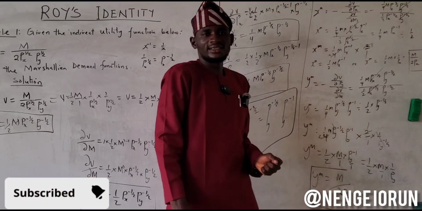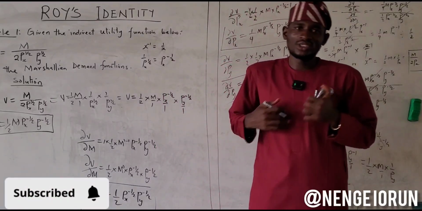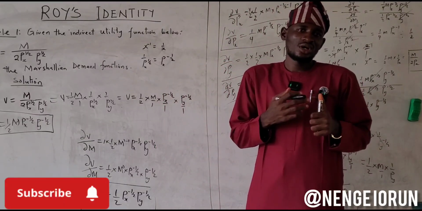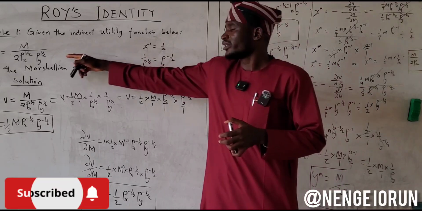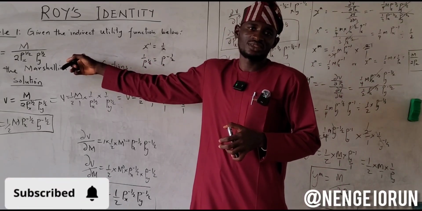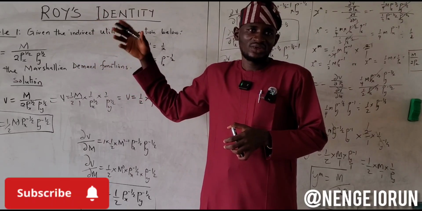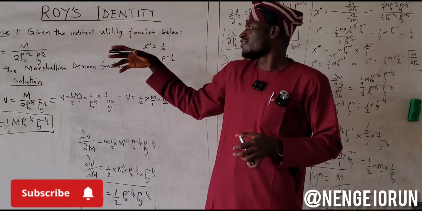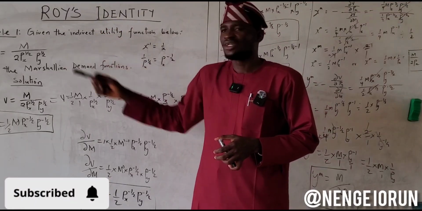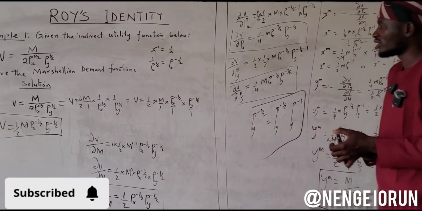So the Roy's identity can actually be used to find the ordinary demand functions or the Marshallian demand functions directly using the indirect utility function, not as the Lagrangian multiplier where you have a direct utility function. When you have an indirect utility function, you can as well solve for the Marshallian demand function.